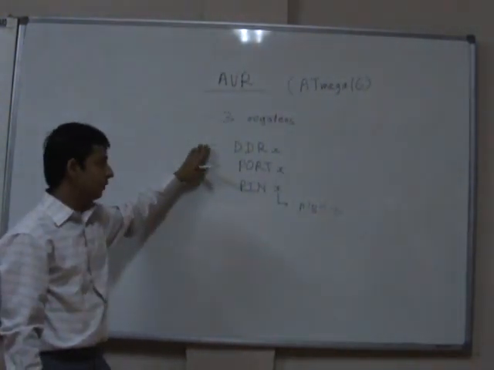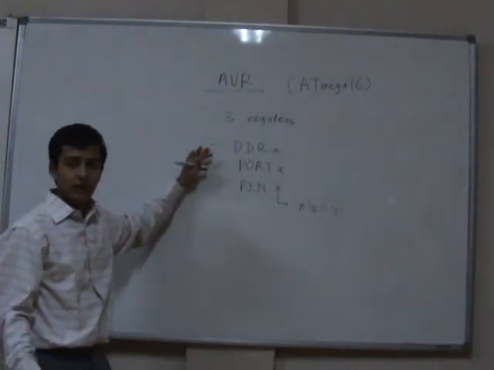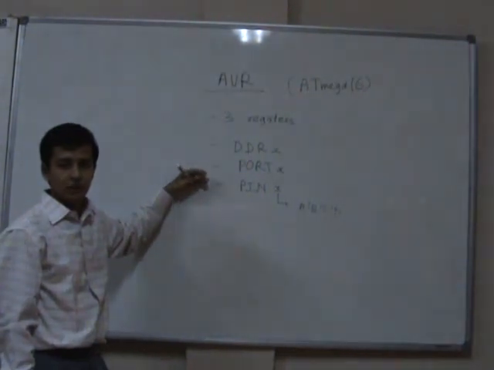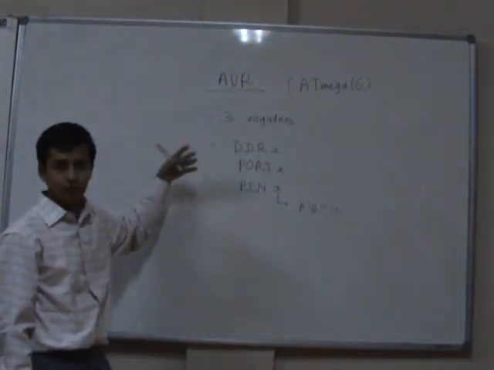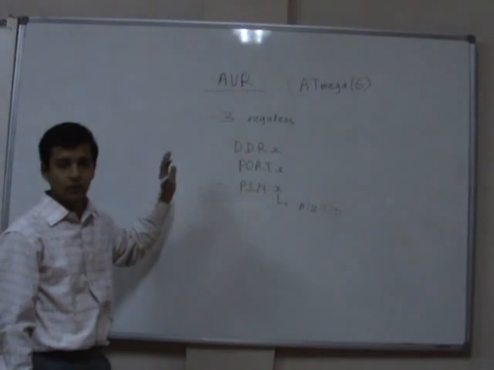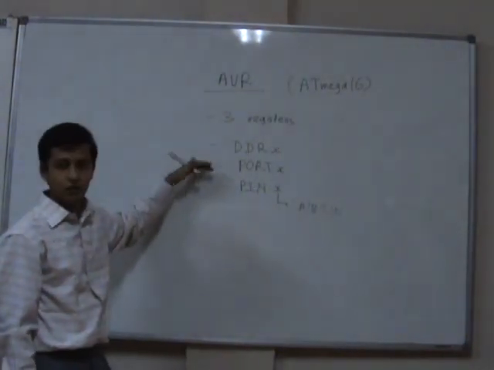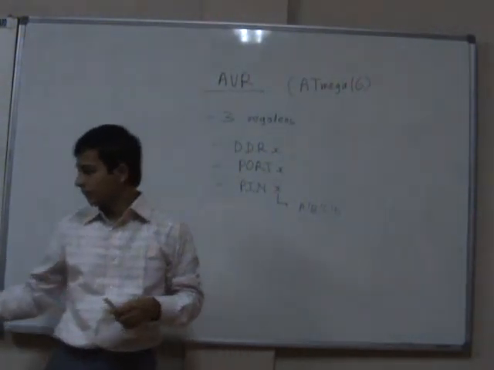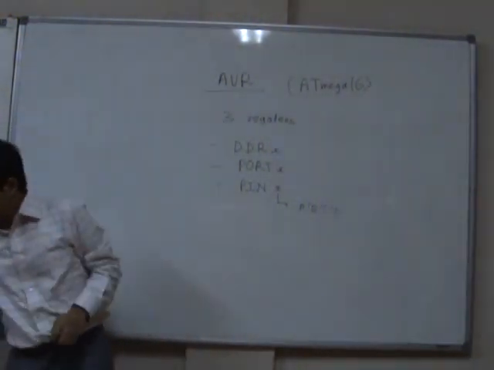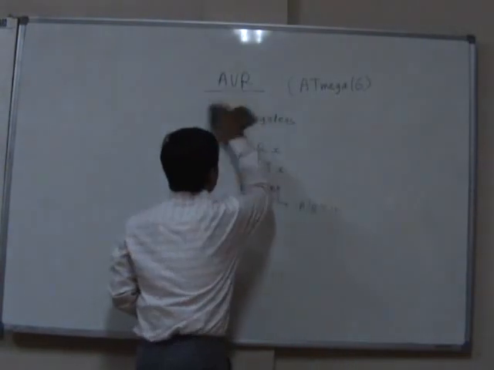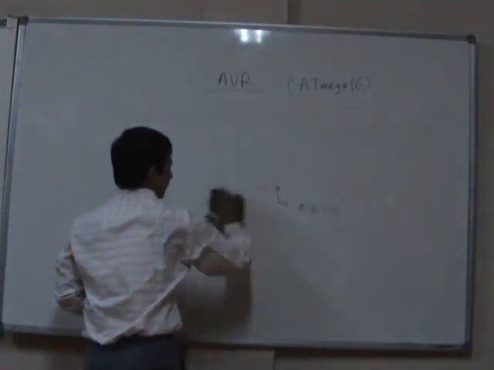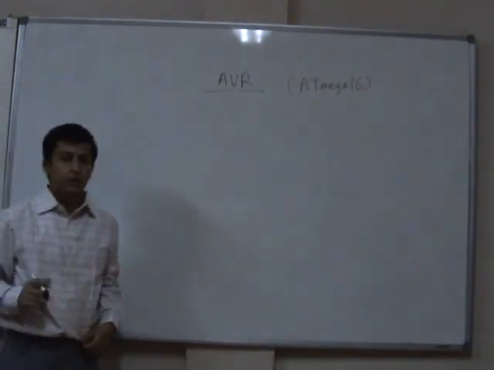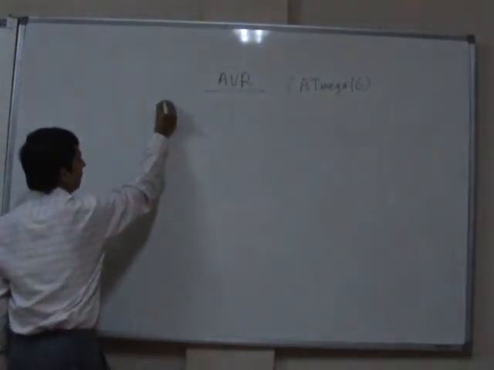In order to use a particular port for reading input or writing output, we have to understand the function of these 3 registers. Unless you configure the port properly, you won't be able to use it for writing the output or reading the input. So let us see how to configure these registers. The first one is DDR.